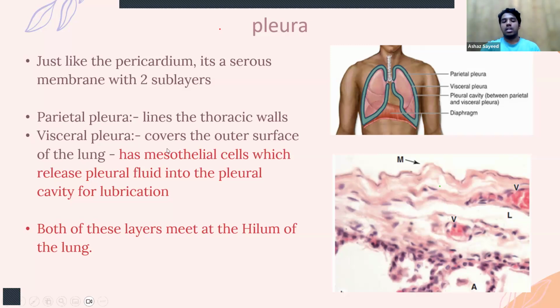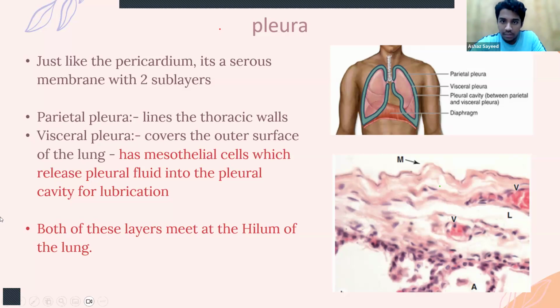Just like the visceral pericardium, the visceral pleura has mesothelial cells which release pleural fluid into the pleural cavity for lubrication. Now, both of these layers, the parietal pleura and the visceral pleura, are separate everywhere else, but they meet at the hilum of the lung. The hilum of the lung is the point where the primary bronchus enters the lung.